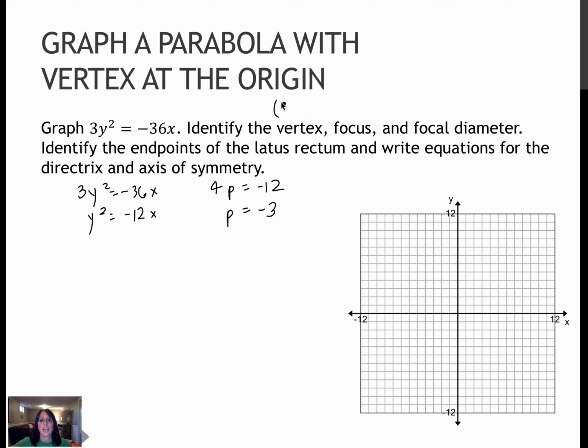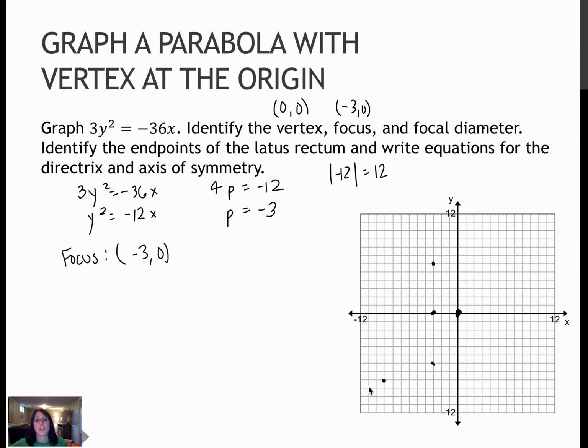I know that the vertex is going to be right now at 0, 0. P is -3, which means that my focus is at -3, 0, which is right here. Let's go ahead and write that here, -3, 0. The focal diameter is the absolute value of 4p, and we already said 4p was -12. The absolute value of -12 is 12, which means from here I can go 6 units. 1, 2, 3, 4, 5, 6. That gives me the width.